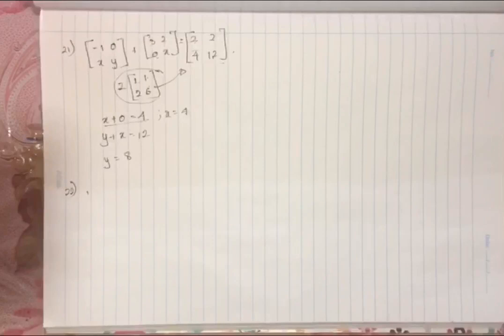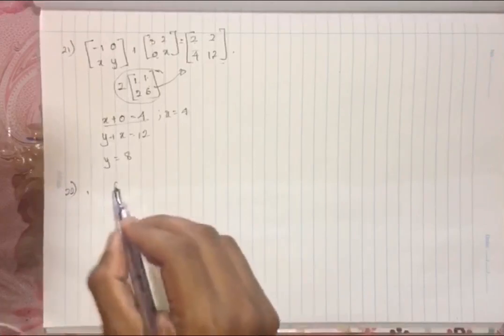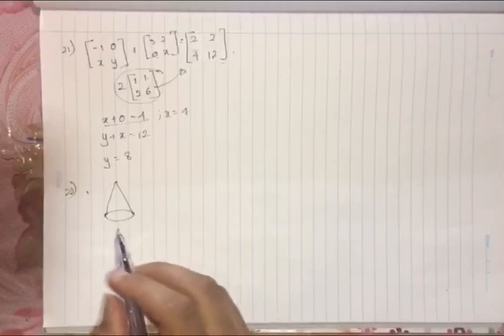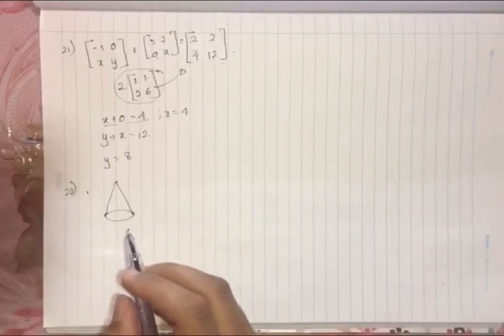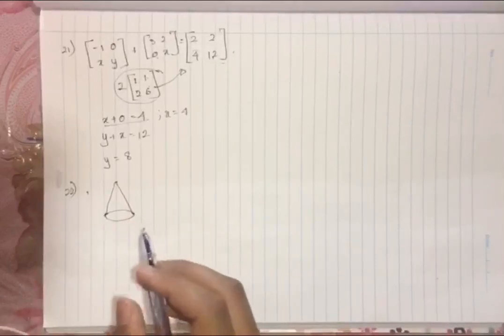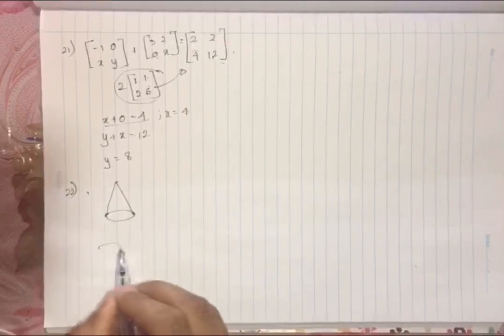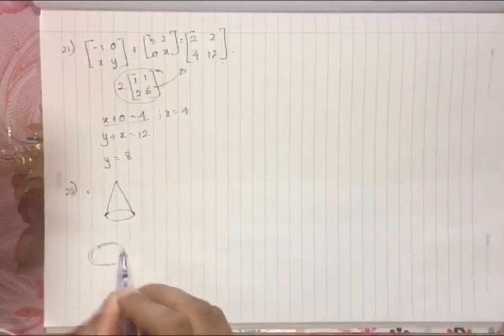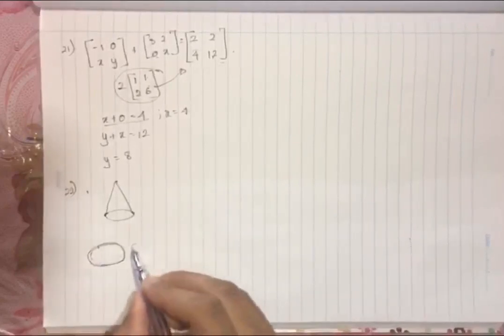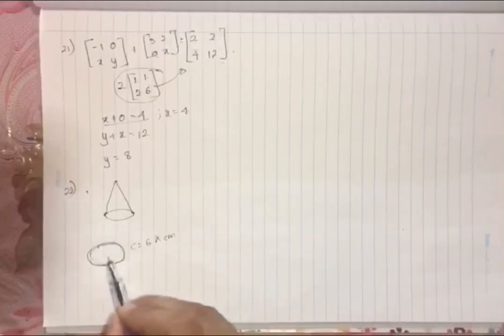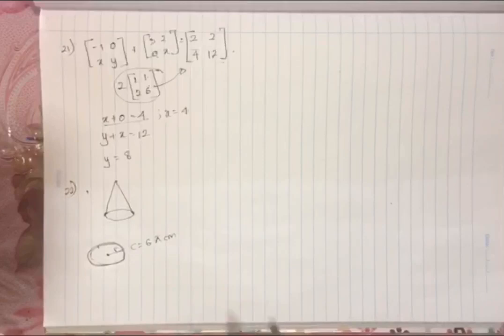Okay, 22nd question. They have given you a cone. They are saying the circumference of the base of a cone is 16 pi centimeters. That is, when you take only the base, the total circumference given is 16 pi centimeters. Now you got to find out how much is the radius. That is the first question. How do we find the radius?